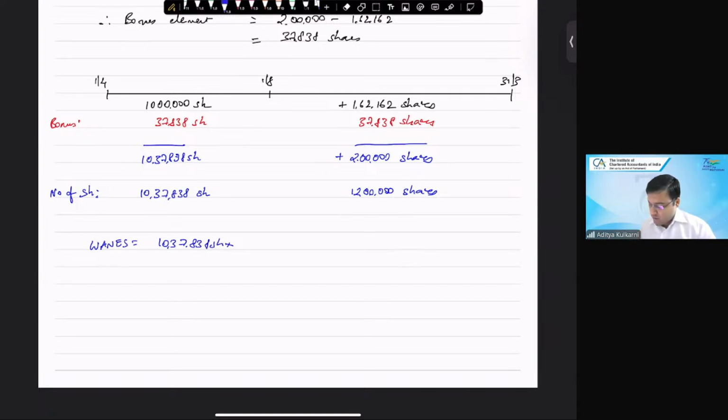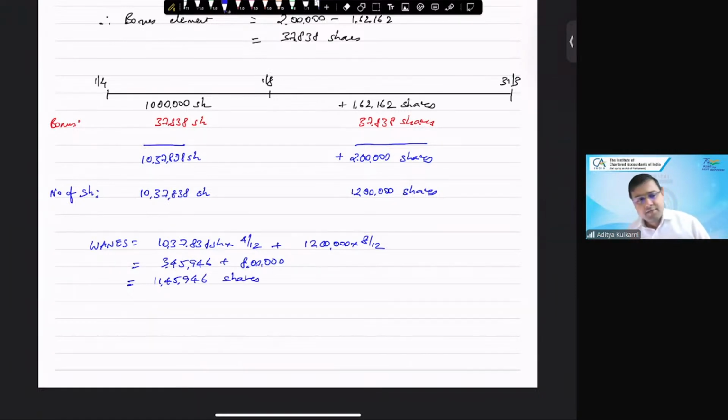10,37,838 for April, May, June, July, 4 months, plus 12 lakh shares from August to March, 8/12. So that comes to how much? 10,37,838 into 4/12 is 3,45,946, plus 8 lakhs, so 11,45,946 shares. Have you understood, everyone?